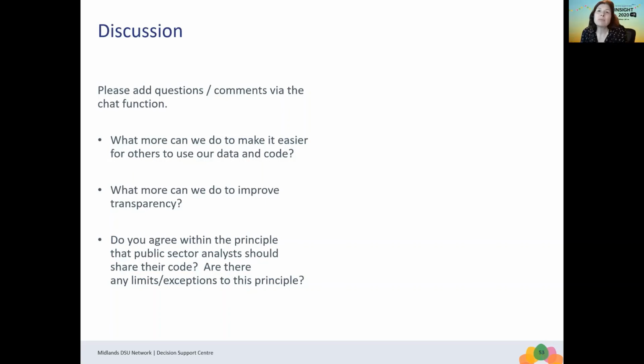There is a huge amount of support in the chat for sharing code and making things transparent and open for analysts working in the public sector to replicate what they're doing, peer support and learning for each other. So throwing that back to our audience, what other things do you think we can do through the Decision Support Centre to try and support that across the Midlands, but also widening out to other areas in the country, because it's that transparency needs to be as open as we can make it?